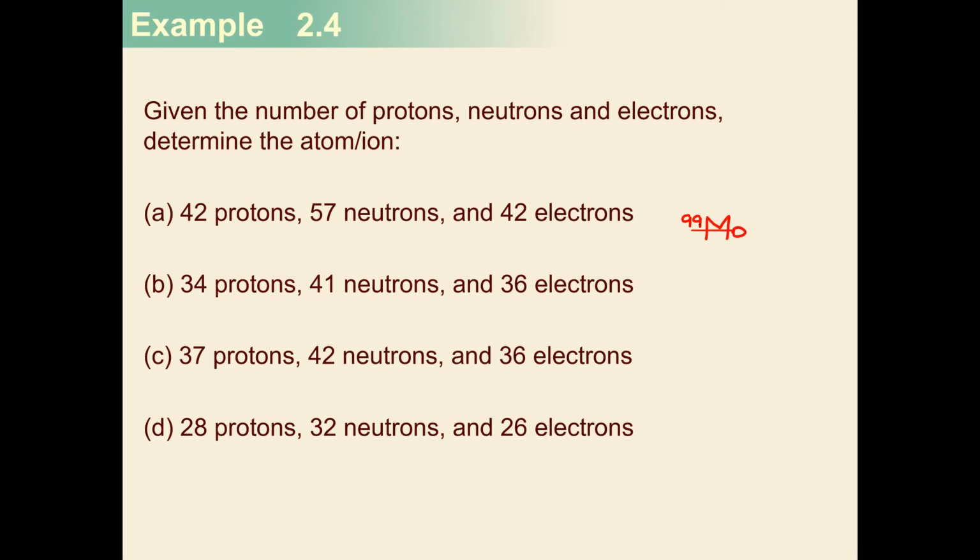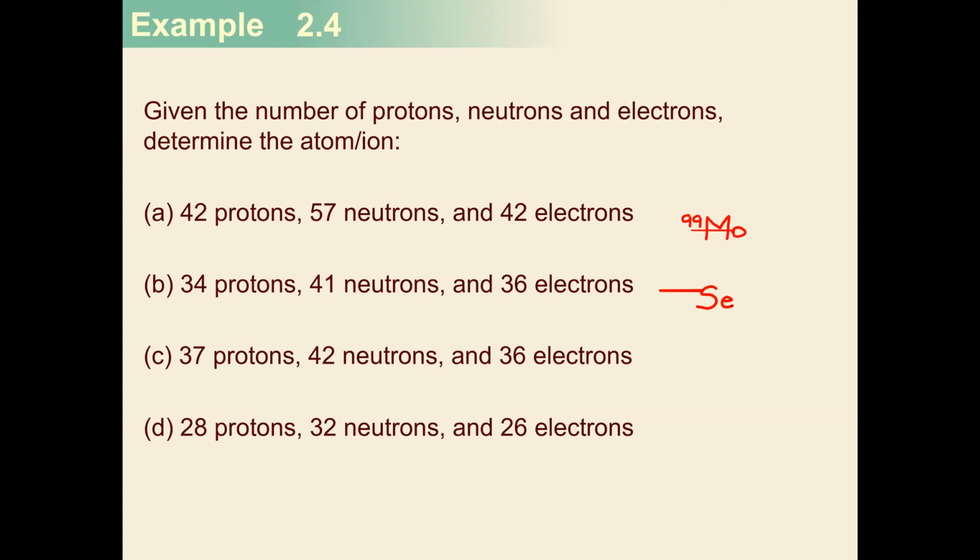So let's go to B. Notice that I have 34 protons, but 36 electrons. This means that I have more electrons than protons, meaning I will have a negatively charged ion. So the first thing I need to do is identify my atom. What has 34 protons? Well, that would be selenium. So this would be Se.